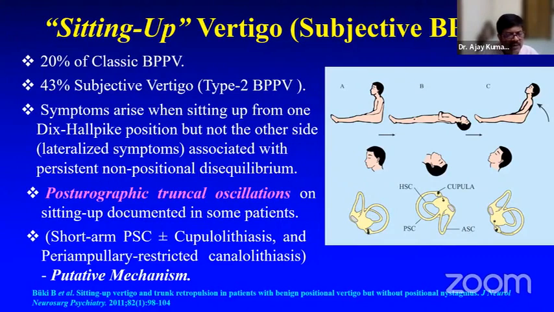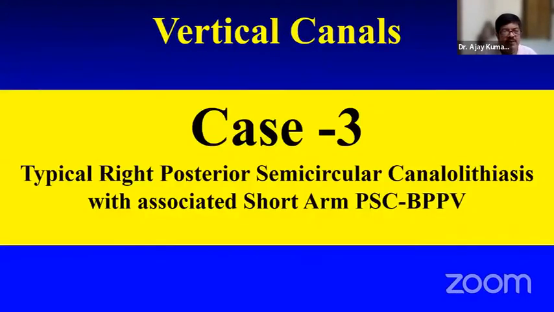in some patients. These three entities, the short-arm posterior semicircular canalolithiasis, posterior cupulolithiasis, and periampullary restricted canalolithiasis, are the putative mechanisms of sitting-up vertigo, which in recent years have been found to have oculomotor patterns in many non-conventional positional tests. So this is case 3, of typical right posterior semicircular canalolithiasis.